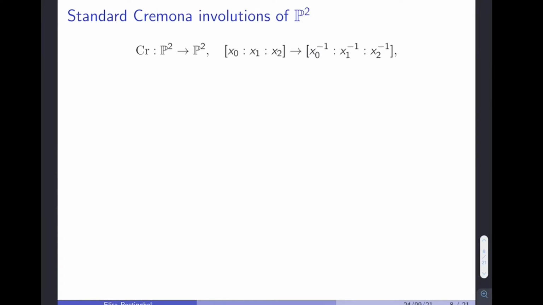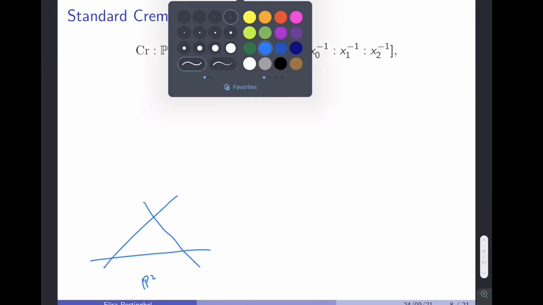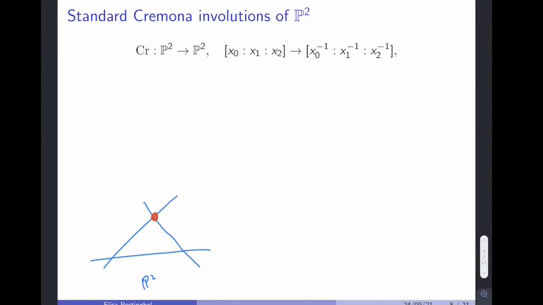Let's consider the drawing. We do a drawing here. We take P2, and here I'm drawing a triangle of lines. I'm assuming these are the lines along which this map is not determined. So this is the indeterminacy locus. I have 3 coordinate lines and 3 coordinate points.